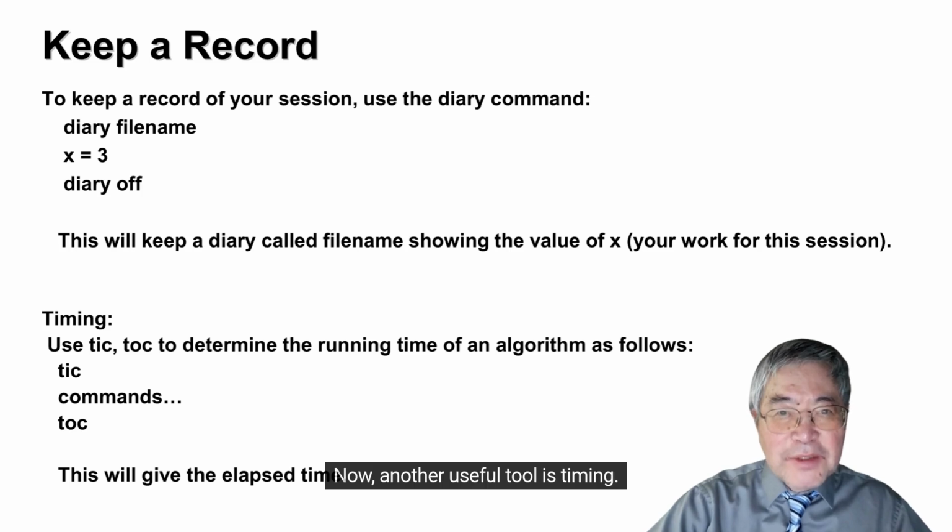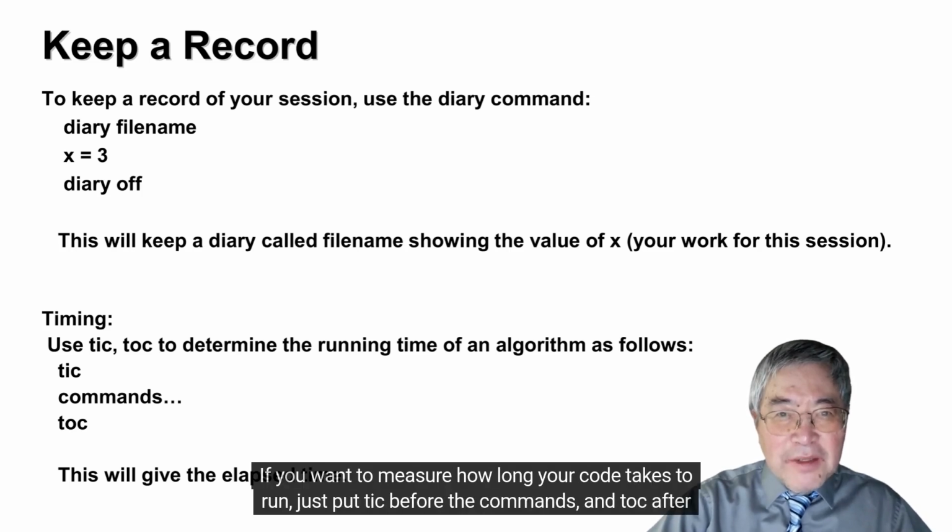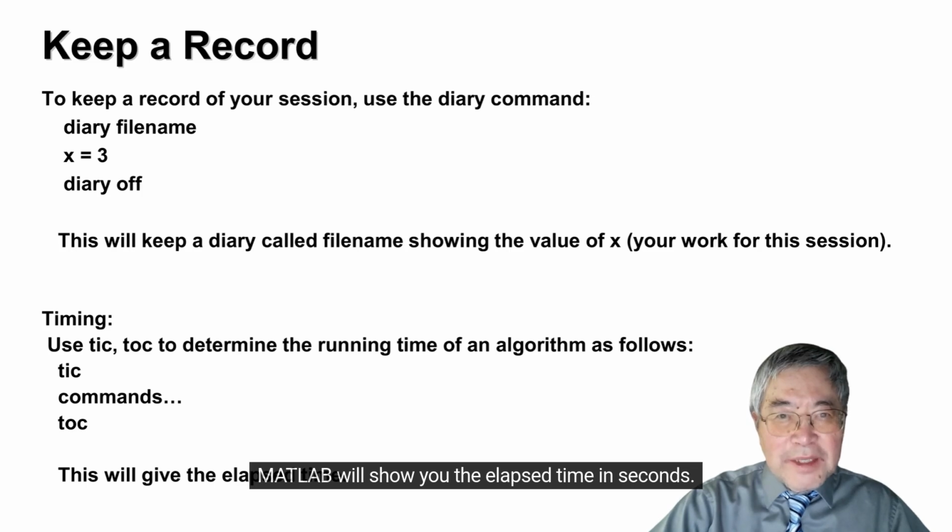Now, another useful tool is timing. If you want to measure how long your code takes to run, just put tic before the commands and toc after them. Matlab will show you the elapsed time in seconds. This helps you compare different methods and optimize performance.